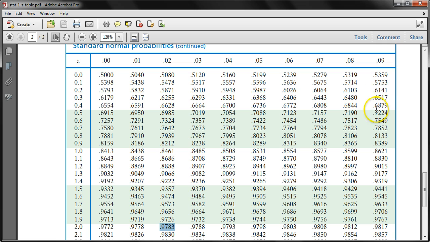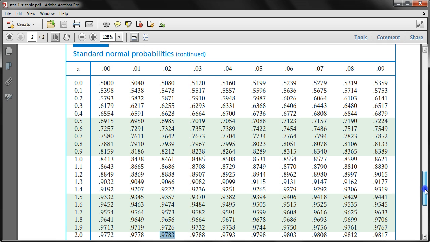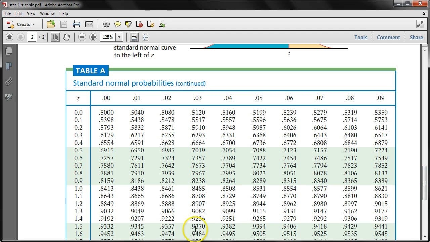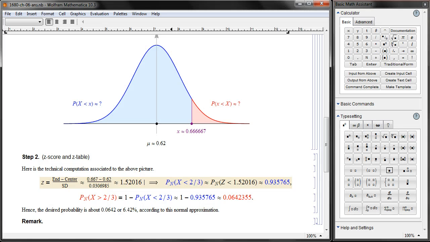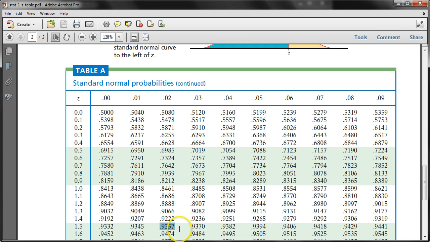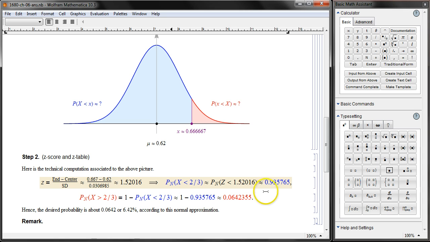1.52, let's go to our table. 1.52, where is it? Yes, right here. 0.9357. That is the probability of the left hand side, this part. So the right hand side is what we want, so we subtract from 1. Let's see, according to the Mathematica computation, we get 0.935765. Is it pretty close to what we got in the table? 0.9357, 0.93576. Oh, they're pretty close.